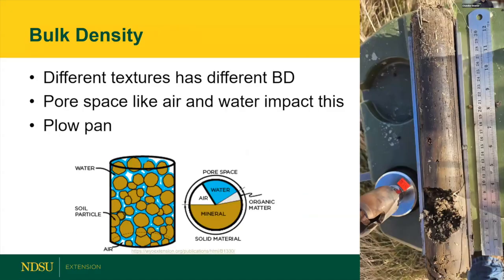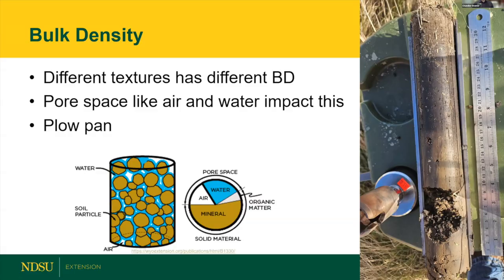Bulk density is another parameter that I mentioned. So bulk density is influenced by texture. So sandstone and clay kind of fit together. The particles a little bit different can influence the bulk density. But the pore space of air and water impacts this the most. And so these plow pans, and so this tillage that we were talking about earlier, you can get these compacted layers down at a depth, and it reduces the amount of air and water. So we have that pie chart in the middle again.